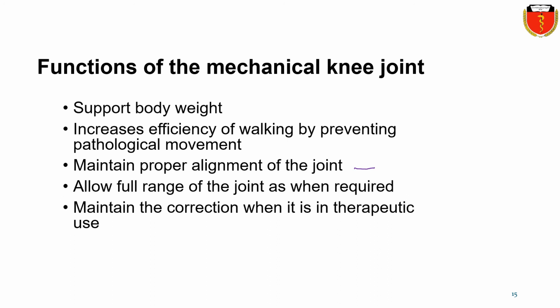Another one is to allow the full range of the joint when required. So this depends on the type of joint that you use. If you need a full range of motion, you can use something like an offset knee joint, which controls only the mediolateral direction, but you can still allow the knee to go to full flexion and extension as needed, and it only provides some stability in addition to the quadriceps muscle by the contraction force.